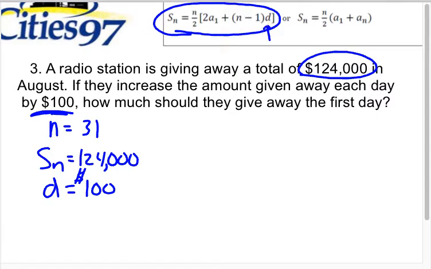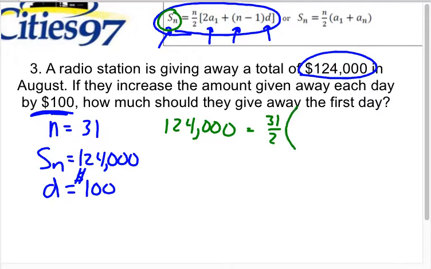I know the common difference is 100. I know n is 31. I don't know a sub 1, that's what I'm trying to find. And I do know S sub n is 124,000. So, plugging it in and solving. 124,000 for my S sub n, sum of the series, equals n over 2, which is 31 over 2, times 2 times a sub 1, plus, again, 31 minus 1. And our common difference this time is 100.